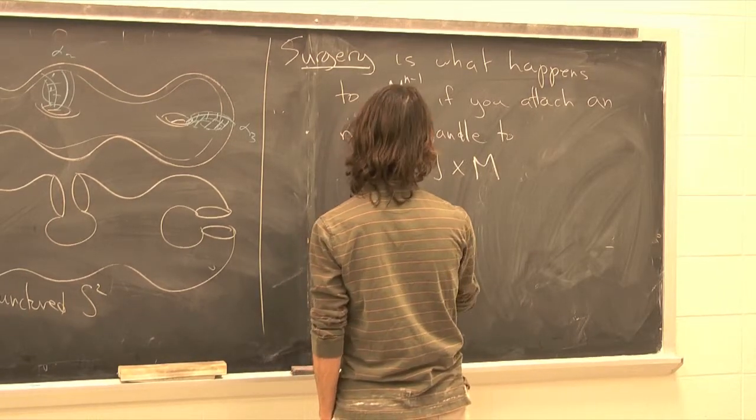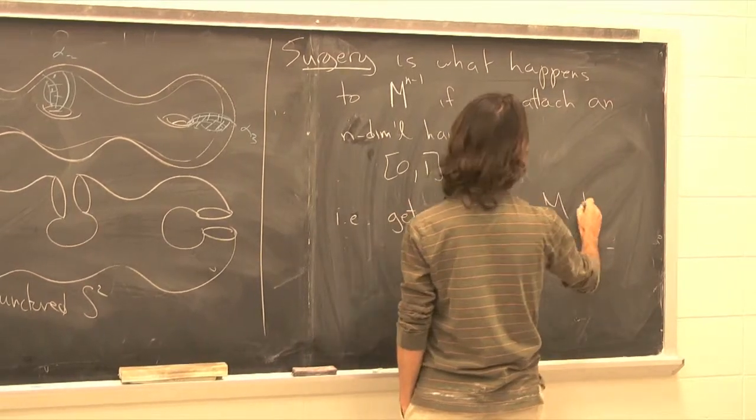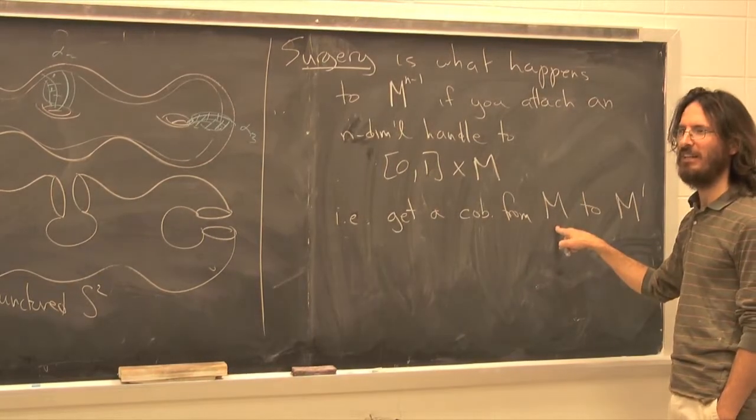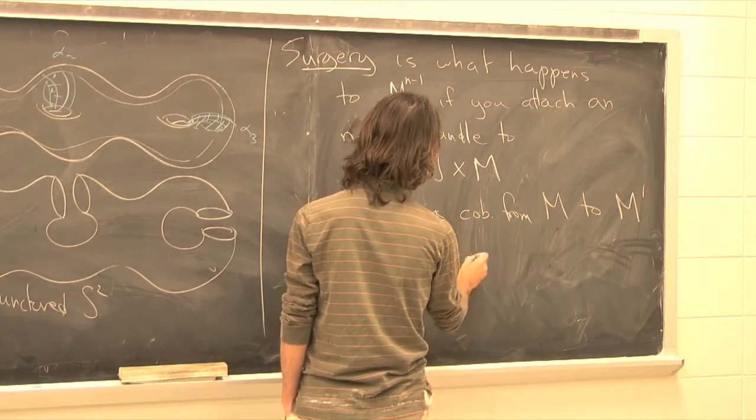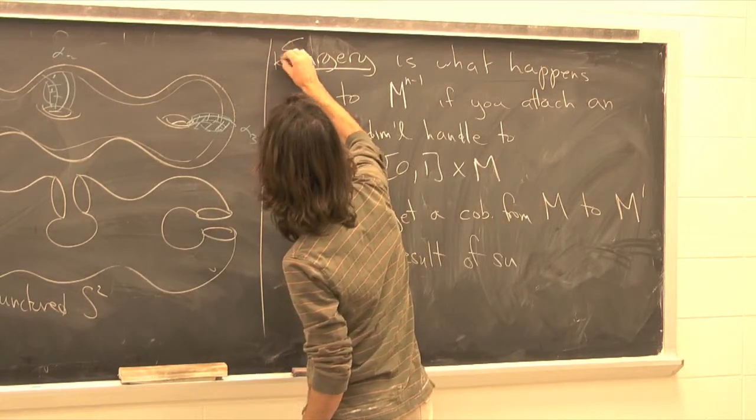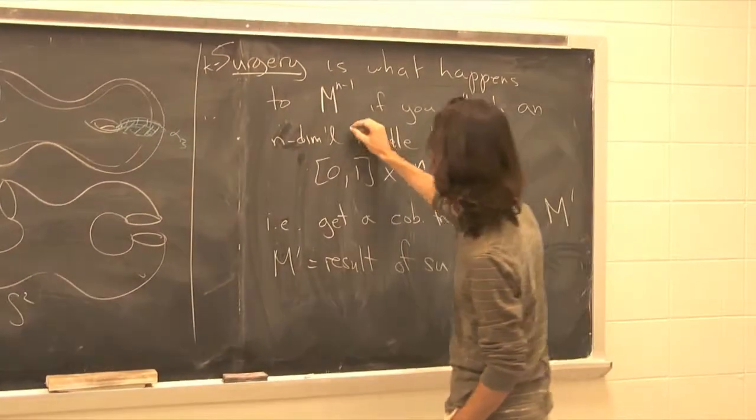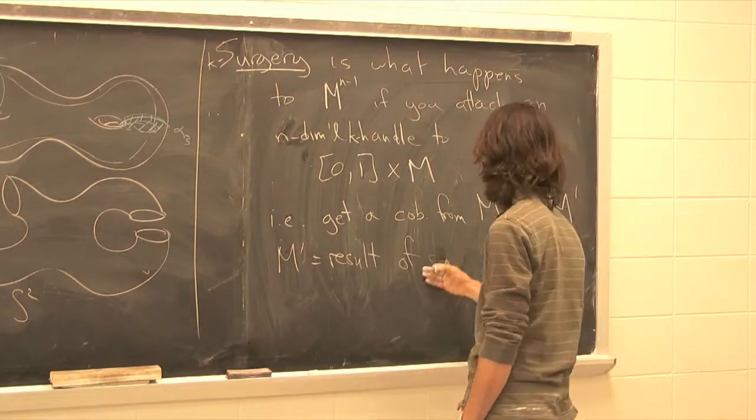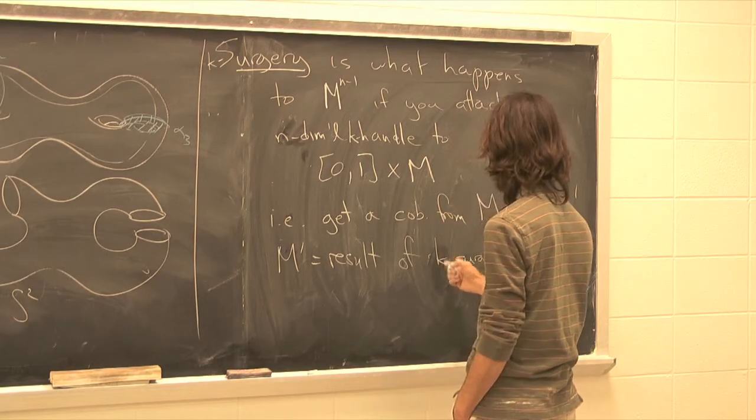you get a cobordism from M to some new manifold M prime on the top, and M prime is produced from M in a certain way, okay, and so M prime equals the result of surgery. Actually, let me say it. K surgery, okay, is what happens if you attach an n-dimensional K handle, okay, and so you get a cobordism from M0 to M prime, and it equals the result of K surgery.